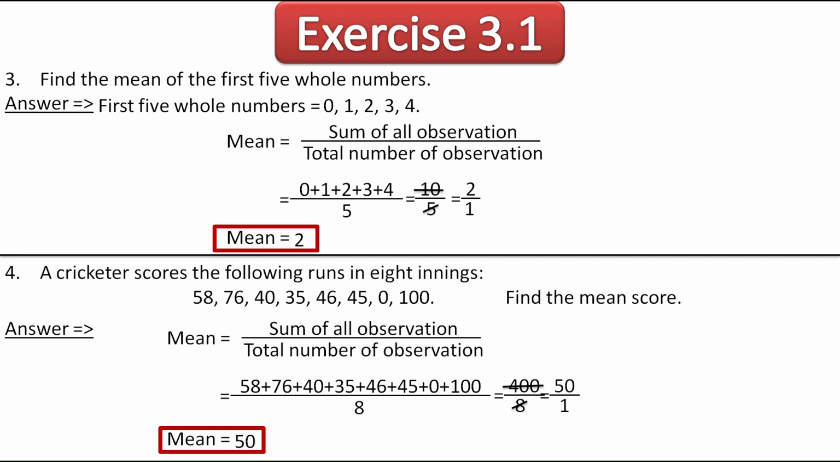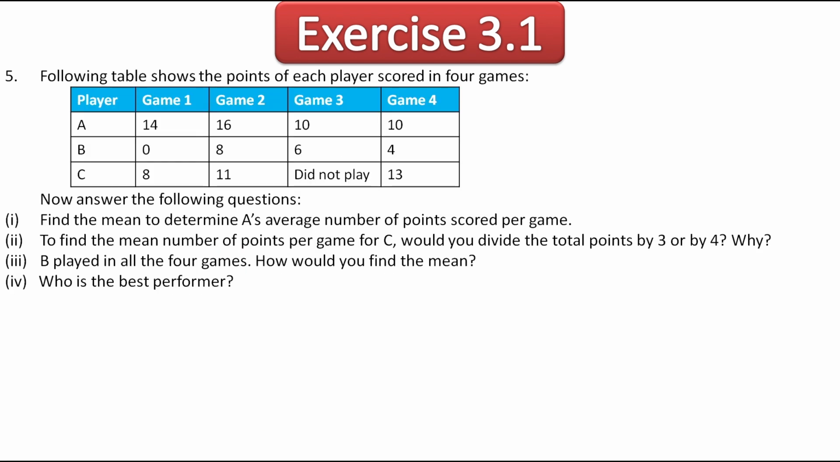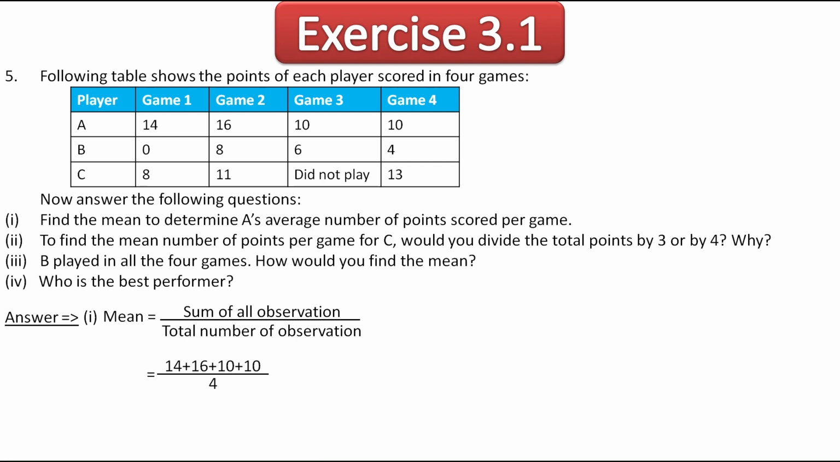Next we have the fifth question: the following table shows the points each player scored in 4 games. There were 4 games and 3 players, that is A, B and C. Based on this table, we have to answer these questions. The first question is to find the mean to determine A's average number of points scored per game. It's very easy. We just have to use the formula for mean. Here the observations for A are 14, 16, 10 and 10. We add them and divide by 4 because there were 4 games. When I add them, I got 50 upon 4. When I divide, I got 12.5. So the mean is 12.5 for A.